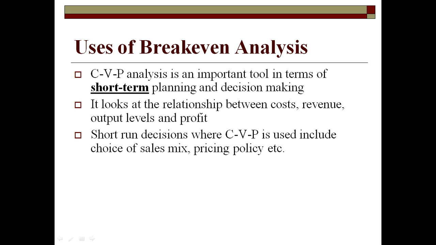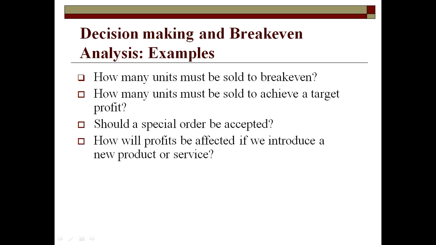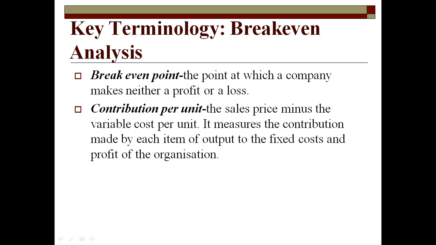Short run decisions where cost, volume, profit analysis is used include choice of sales mix, pricing policy, and so on. Decision making and break-even analysis examples are: how many units must be sold to break even, how many units must be sold to achieve a target profit, should a special order be accepted, how will profits be affected if we introduce a new product or service.